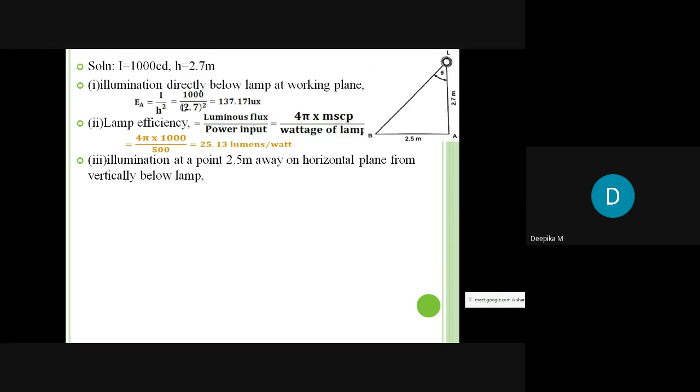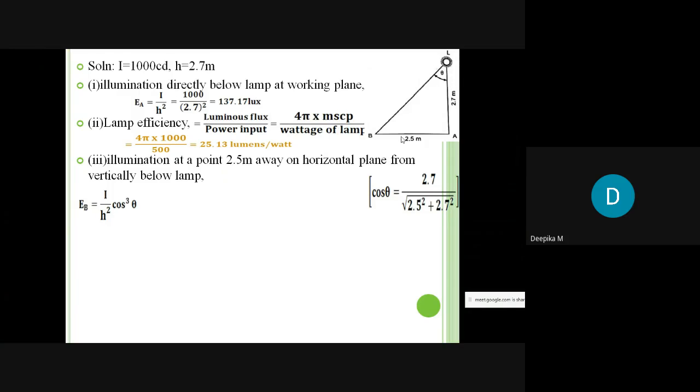Next, the third case is the illumination at a point 2.5 meters away on the horizontal plane from the vertically below the lamp, that is EB. EB is nothing but I by h square into cos cube theta. So here, first of all, we have to calculate cos theta. From the diagram, you can see what cos theta is. Cos theta is adjacent by hypotenuse. So therefore, cos theta can be written as adjacent, which is 2.7.